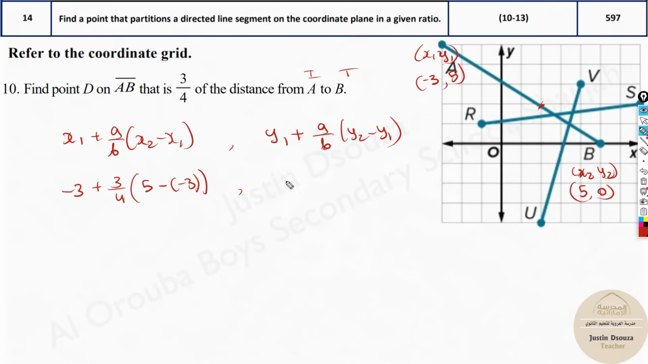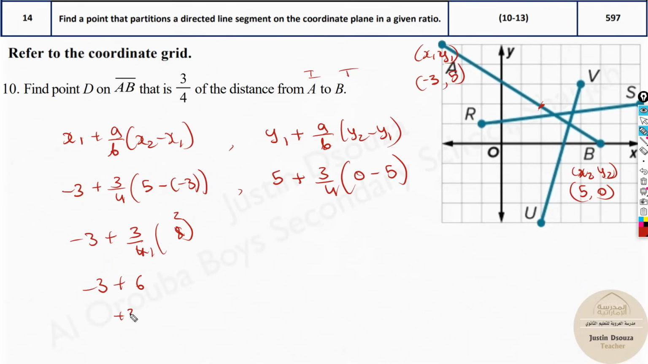And here, what about this one? I'll substitute it directly. It's 5 plus 3/4, that is the ratio. Sorry, it's the fractional distance. And here y2 is 0 minus 5. Now let's solve it. Here we'll have minus 3. You can just put it in the calculator and get the answer directly. It'll be plus 3, it'll be 8. It's 4 one time, 4 two times. It is 3 times 2 is 6 minus 3.